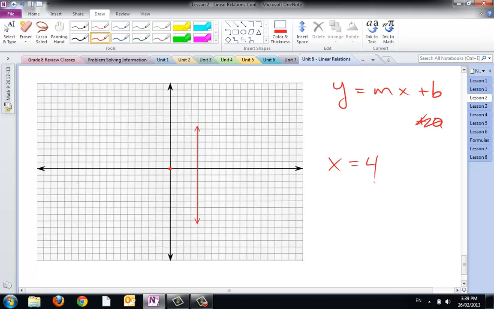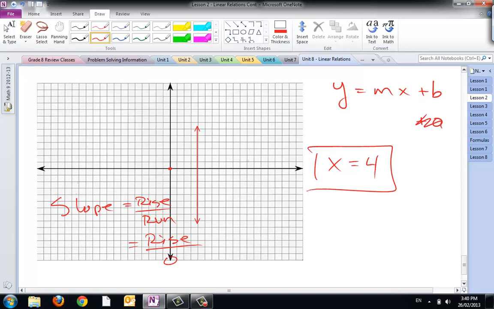The slope of this vertical line would be undefined. The horizontal line has a slope of 0 because there is 0 rise. Remember, it's rise over run. Well, in this case, the run is 0 because there is no movement side to side. And when you divide by 0, well, you can't divide by 0. It's undefined. So the end result is that for a pure vertical line, the formula for that line ends up being x = 4, or x equals whatever point the line crosses the x-axis.